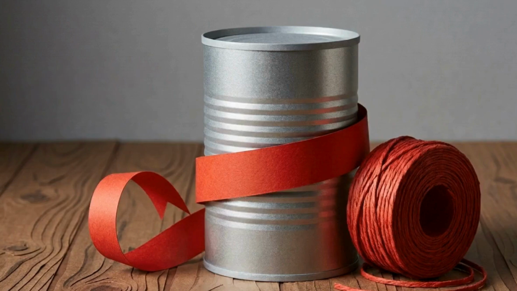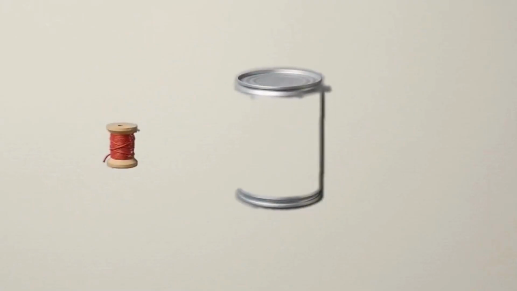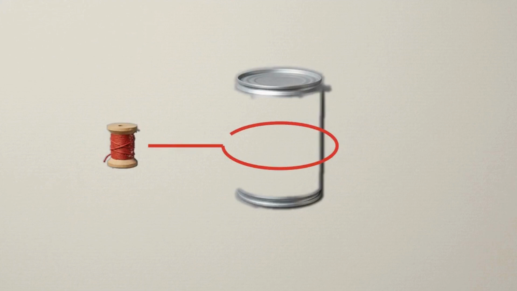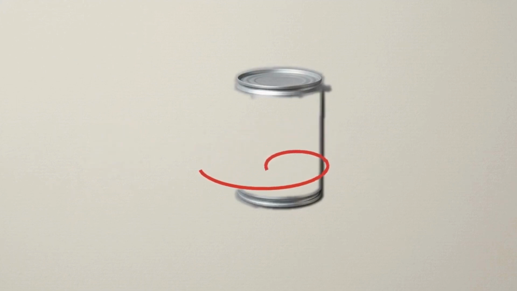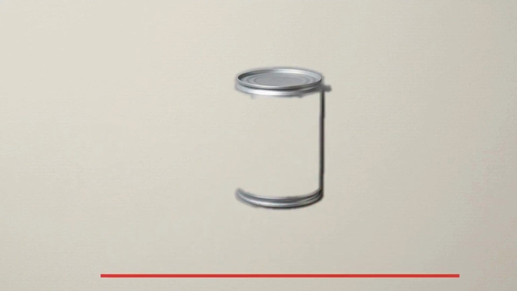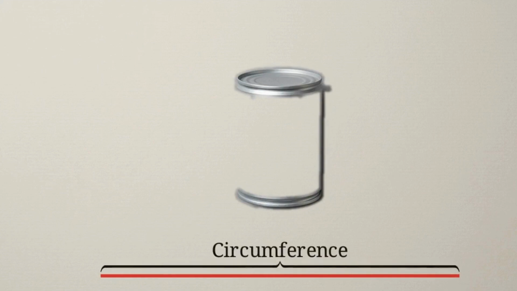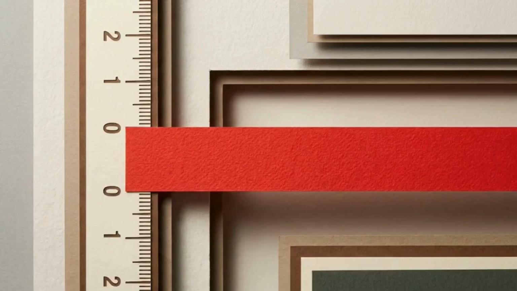We can see this mechanic clearly with something as simple as a tin can. If you wrap a piece of string around the outside edge of the can, you've captured its perimeter. When you peel that string off and lay it flat on a table, the curve disappears. That straightened length is the circumference. It is the exact measurement of a curve translated into a finite, measurable straight line.